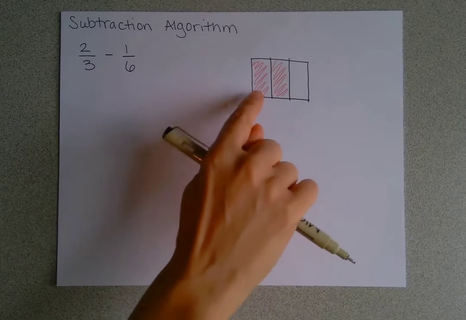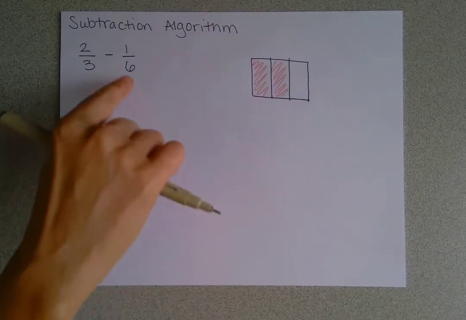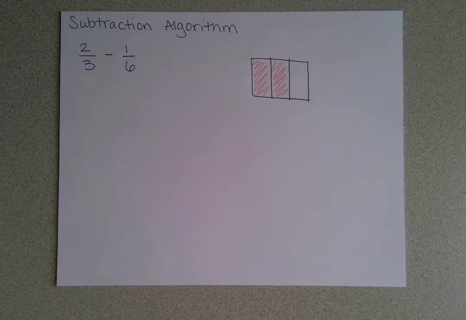So as you can see, 2/3, I only have this broken up into 3 pieces. Those are way too big. I don't have a 1/6 that I can take away. So similar, just exactly as we did in the addition algorithm, we need to make sure all the pieces are the same size, and then we can actually start talking addition and subtraction.